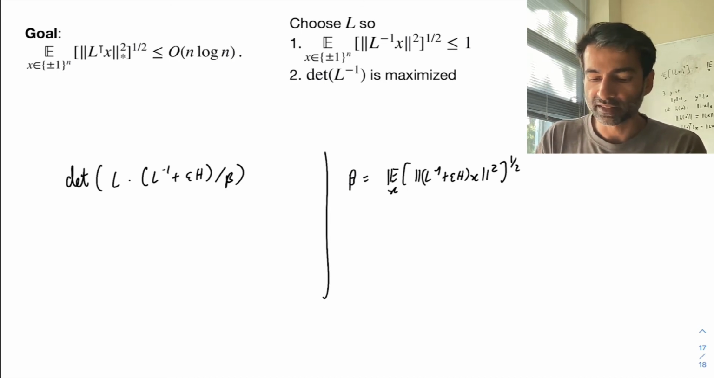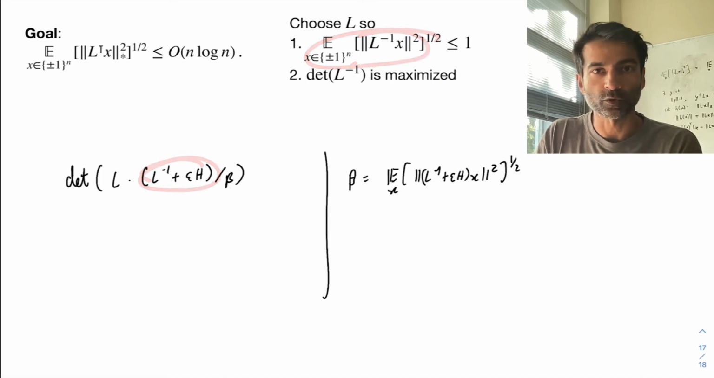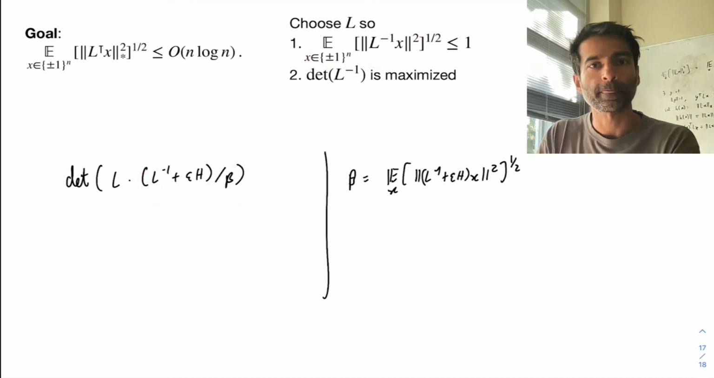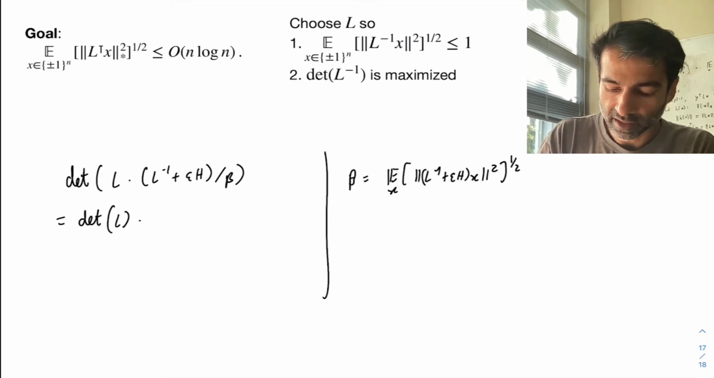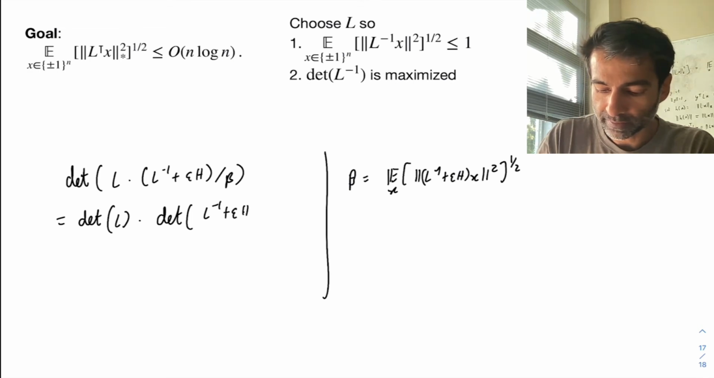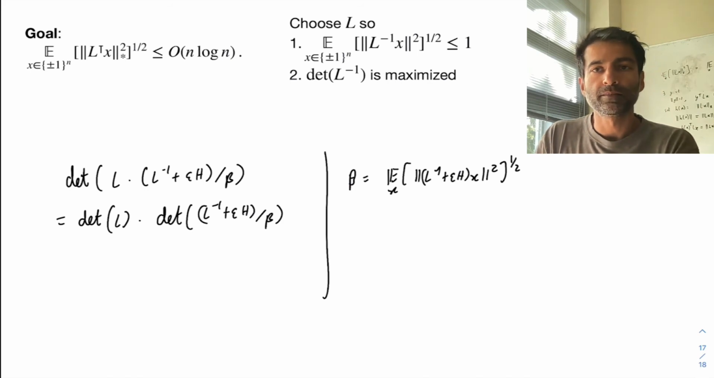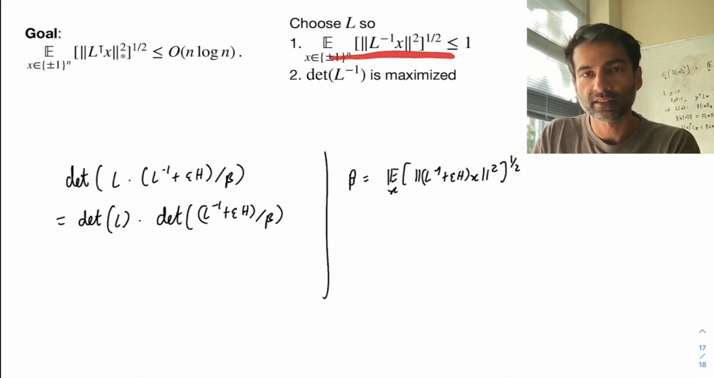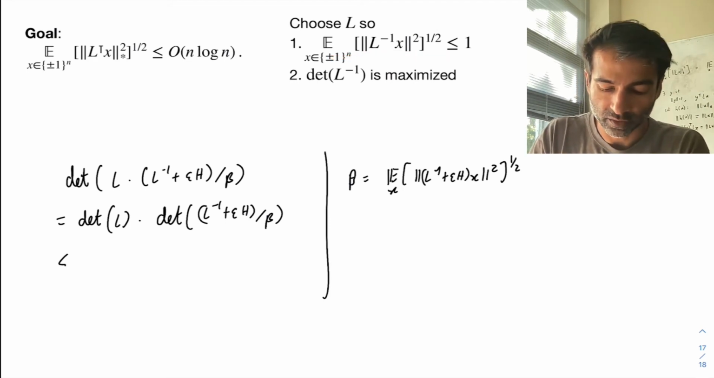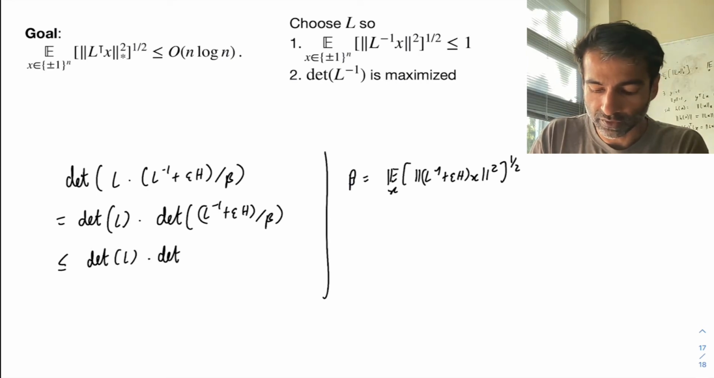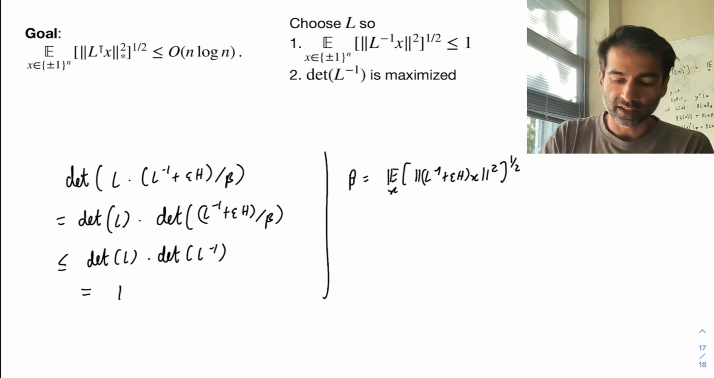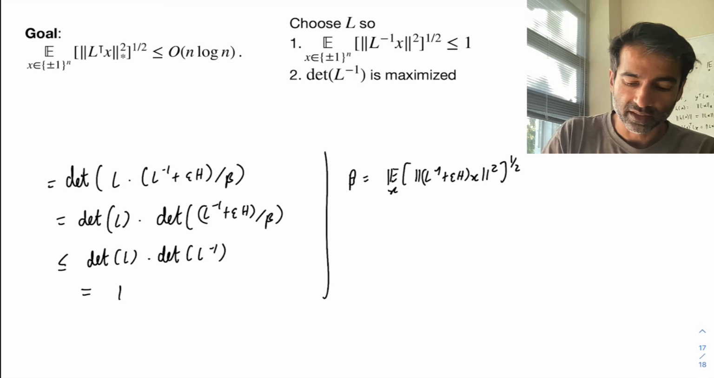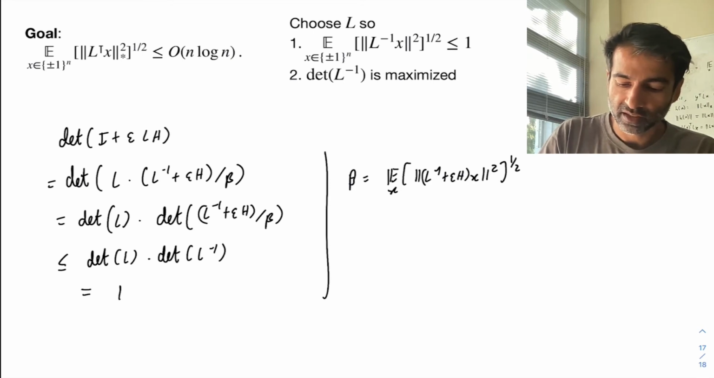In other words, beta is just the norm of this matrix according to this norm. So you can think of it as a normalization of the matrix. Now this is equal to the determinant of L times the determinant of the normalized matrix. But because this matrix is a valid candidate here, its determinant has to be bounded by L inverse. So this is at most the determinant of L times the determinant of L inverse, which is equal to 1. That's on the one hand. On the other hand, just multiplying this out, what's written here is the determinant of the identity plus epsilon L h, divided by beta to the power n.